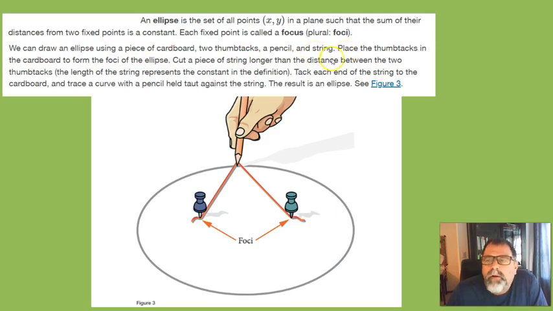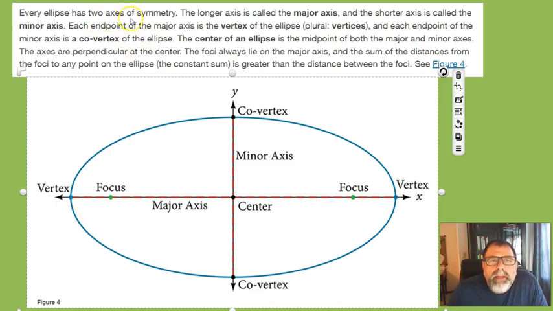So if you wanted to make one at home, or if you wanted to cut out a nice perfect oval, you just get a piece of string, whatever length you want. You tack both ends onto the cardboard, or the wood board if you're doing it on wood, and then you can just put your pencil on the string like this and make it tight, and then just trace around. As long as you keep the string tight, it'll make an oval, or an ellipse.